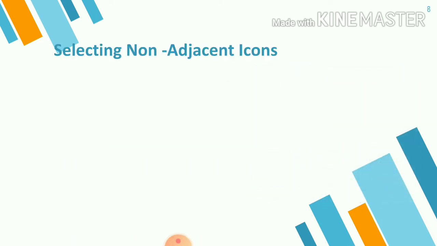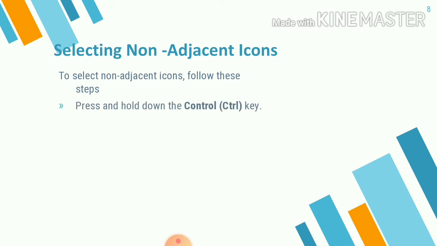And then selecting non-adjacent icons. To select non-adjacent icons, follow these steps. The first step is to press and hold down the control key. You have to press the control key on your keyboard and then keep it pressed and held down. Then click on the icons to be selected one by one.